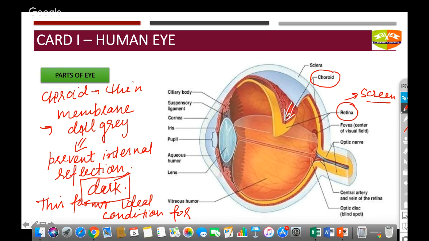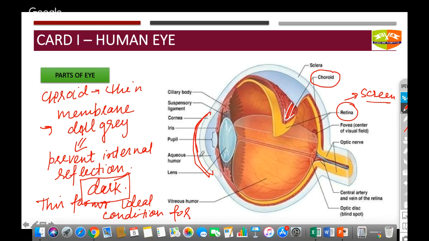So this particular part, which is the choroid, between your sclerotic and retina, due to its characteristic of preventing internal reflections, keeps this part of the eyeball dark, which is ideal for creation of an image on the retina.